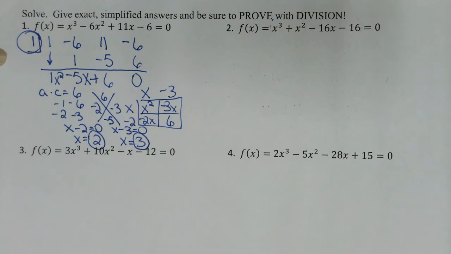Number 2. Now, I know that I could use factoring by grouping to solve this, but since the directions said that we had to prove with division, I don't want to use factoring by grouping. Instead, I'm going to type the equation into my calculator. So x to the third plus x squared minus 16x minus 16. And graph it.